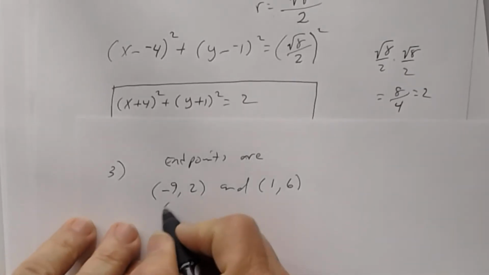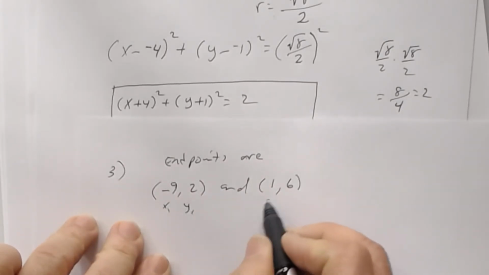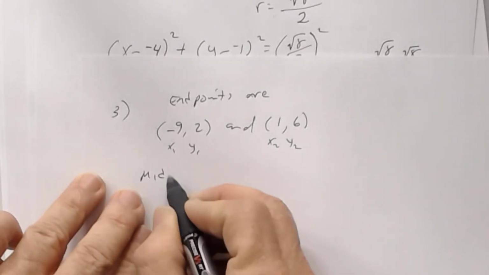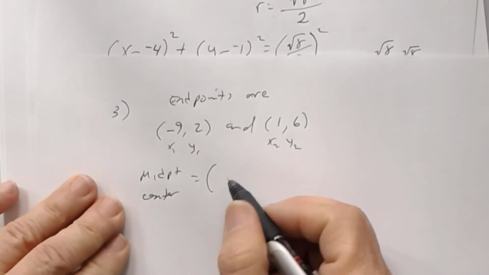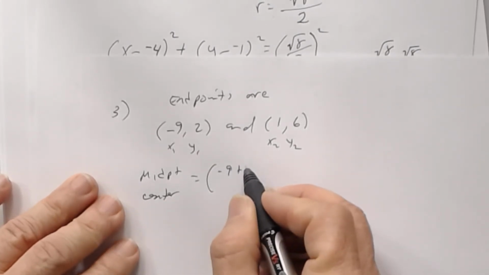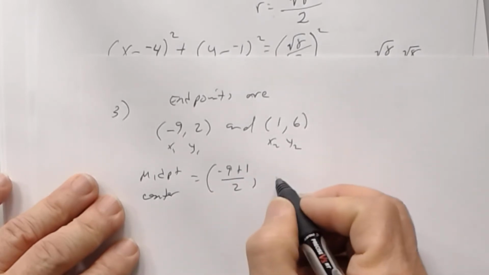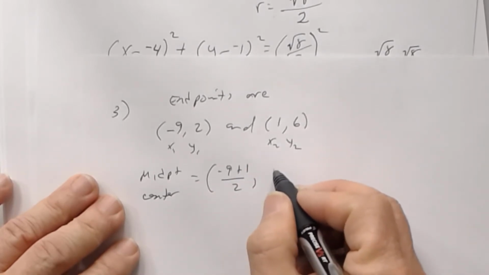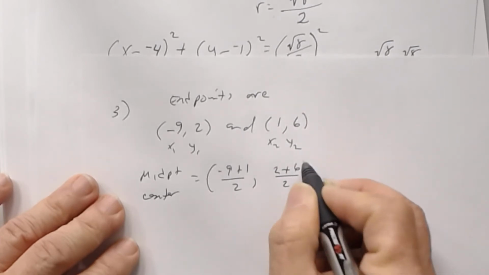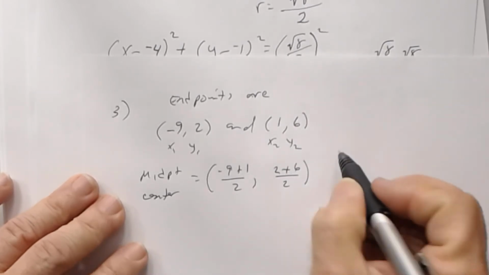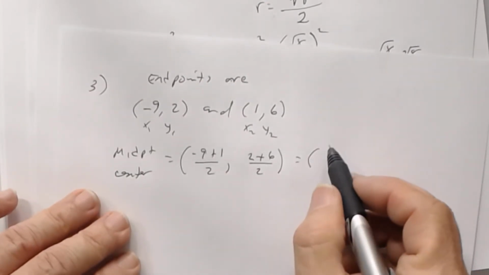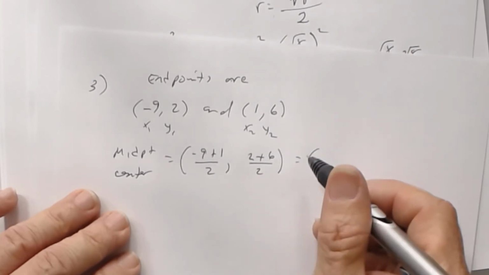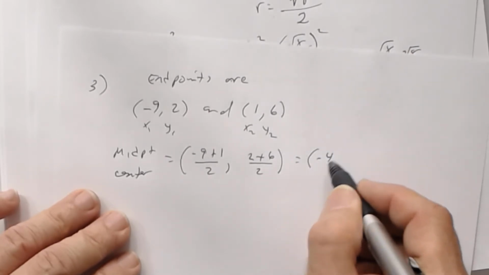So let's call this x1, y1, and then x2, y2. So the midpoint, which is going to be the center here, is going to equal, all right, you add your x's together. So you're going to say negative 9 plus 1 divided by 2, comma, and now you add your y's. 2 plus 6 divided by 2. So what's going to be the x-coordinate of my center? -4. Negative 9 plus 1 is negative 8. Negative 8 divided by 2 is negative 4.